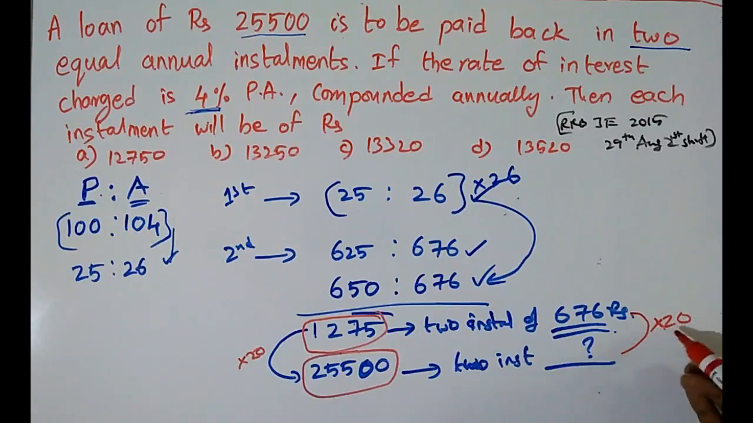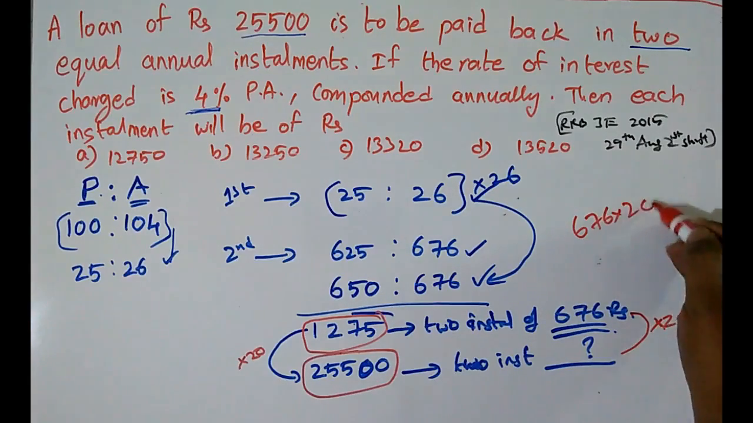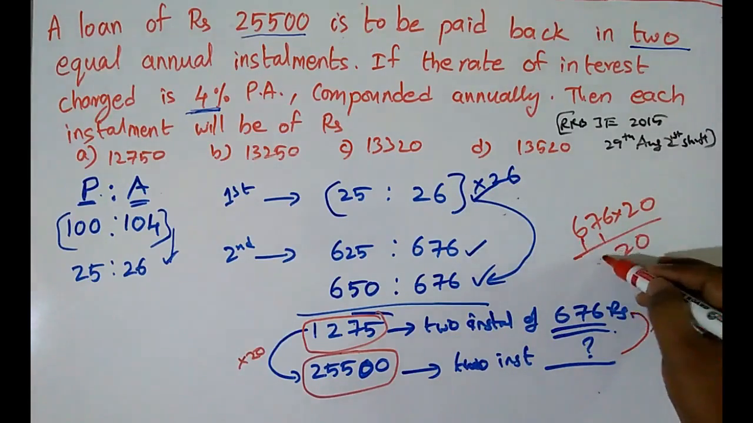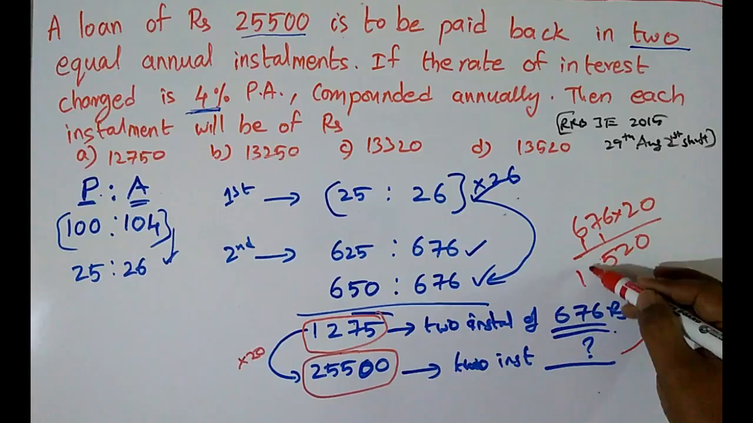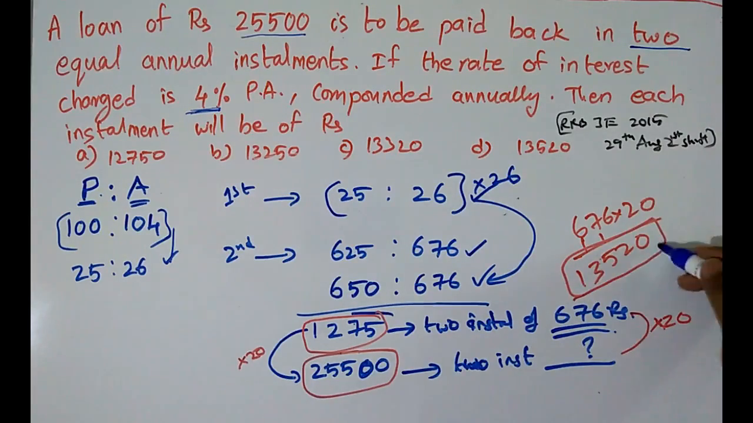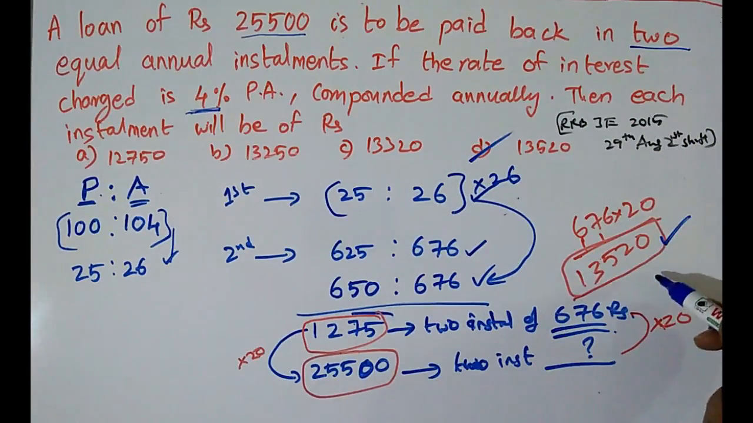So we have to multiply by 20 times. So what will we get? 676 into 20, how much will we get? 0, 2 6s are 12, 2 7s are 14, 6, 12, 13520. 13520. What is the option? Option B. 13520 would be the installment that we have to pay in equal annual installments.